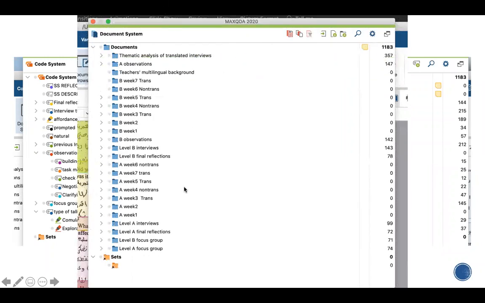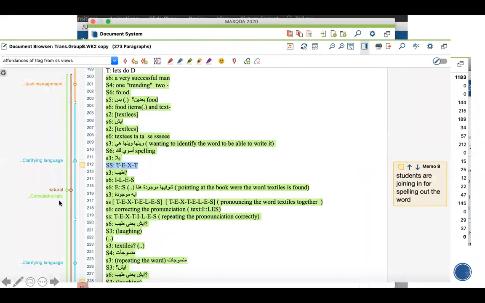This is just a snapshot of the weeks. So I have level A and level B. Level A is the weaker students. Level B is the more intermediate level students. This is an example of the translanguaging episode that was captured in the classroom.